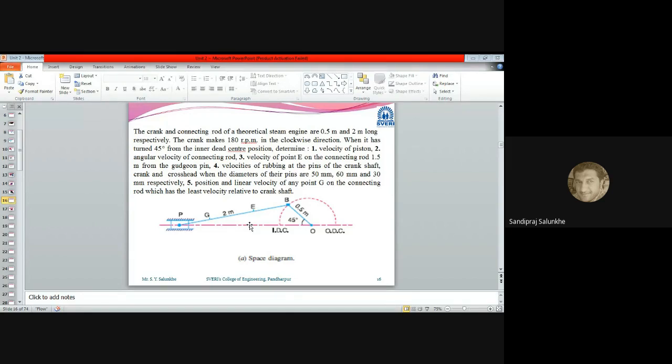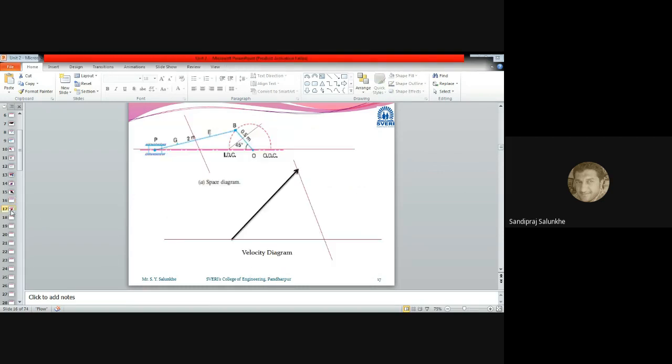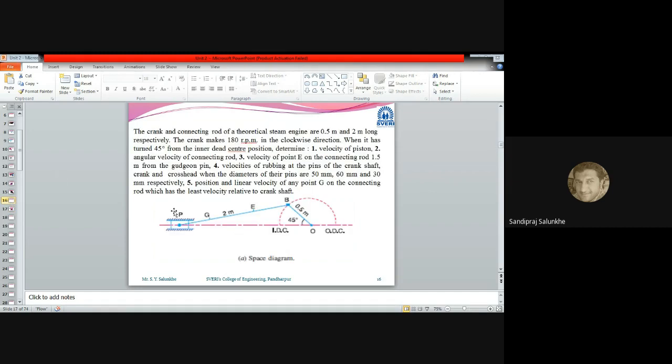Then number five is the position and linear velocity of any point G on the connecting rod which has the least velocity relative to the crankshaft. That means its velocity should be minimum. That point we have to locate and find the velocity of that point, which is named G. So all these velocities we will calculate. First of all, we have to draw the space diagram, and later on we will draw the velocity diagram and find the velocities of different points on this mechanism.